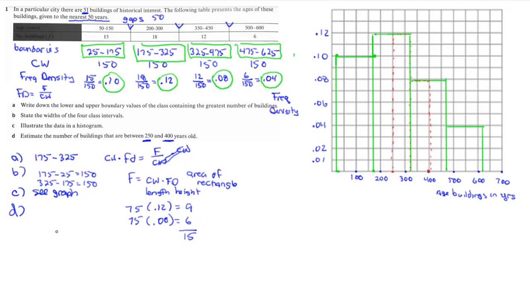So the answer to part D is there's going to be roughly, approximately, 15 buildings between the ages of 250 and 400 years old.